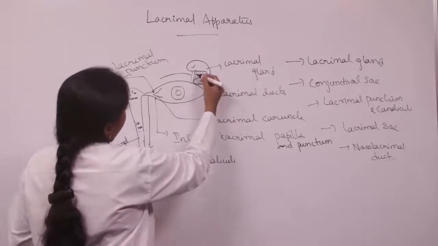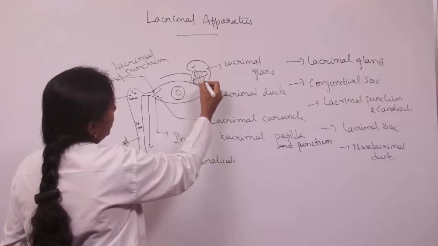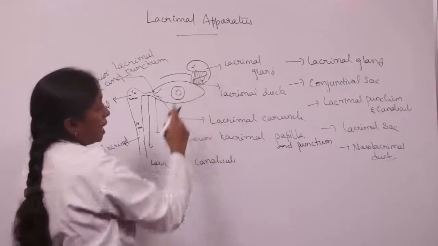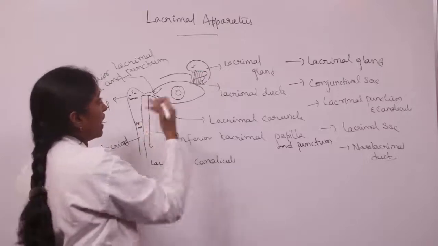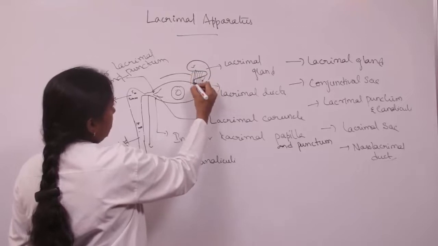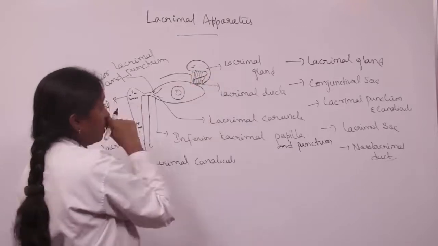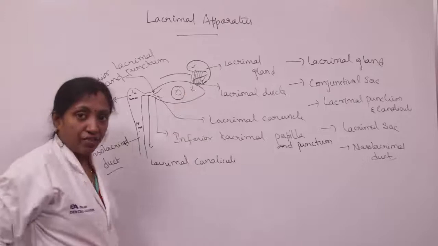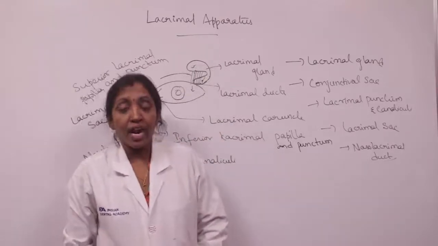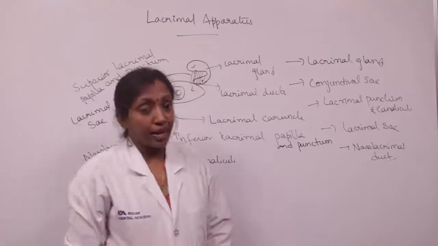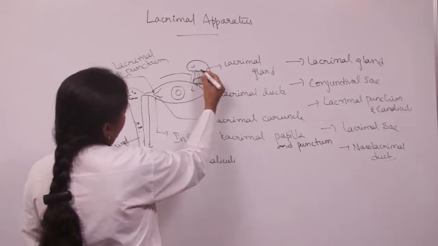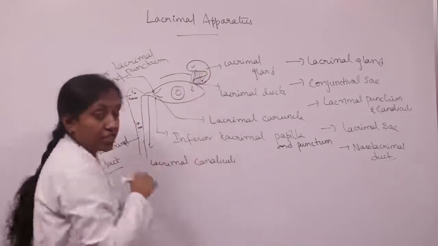And here the lacrimal ducts from the orbital part have to pass through the palpebral part. So if we remove the palpebral part, it is nothing but removing the entire gland, because the ducts from the orbital part pass through the palpebral part, and they open into the conjunctival sac. The lacrimal gland is supplied by the lacrimal branch of the ophthalmic artery and by the lacrimal nerve. Okay.